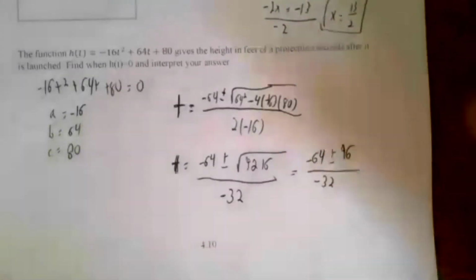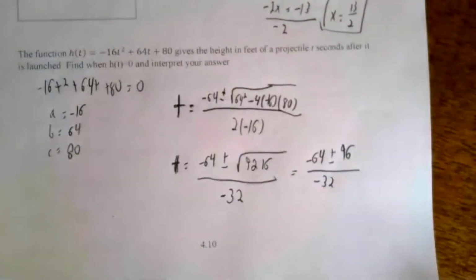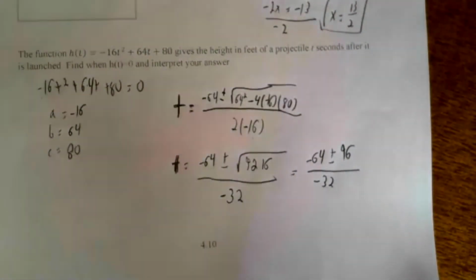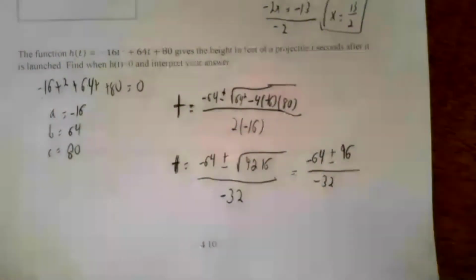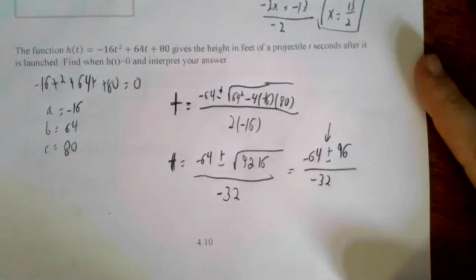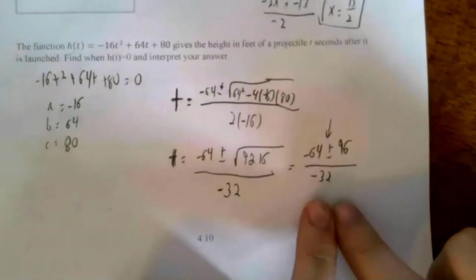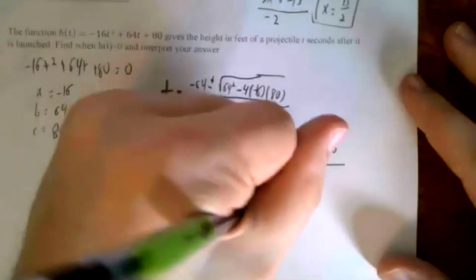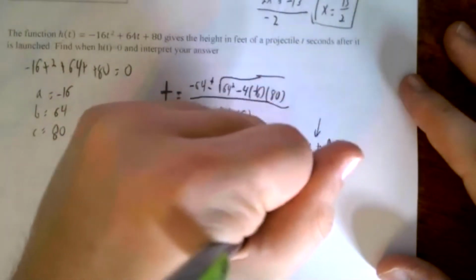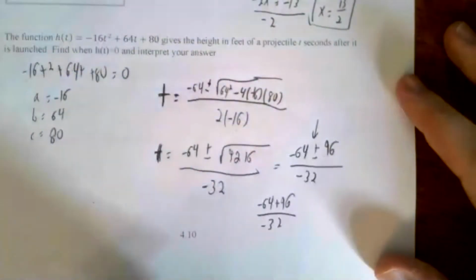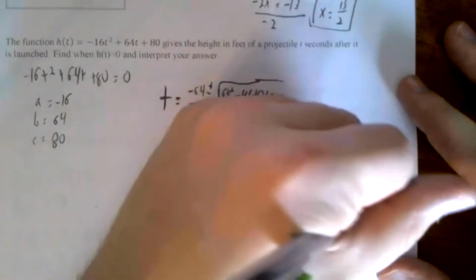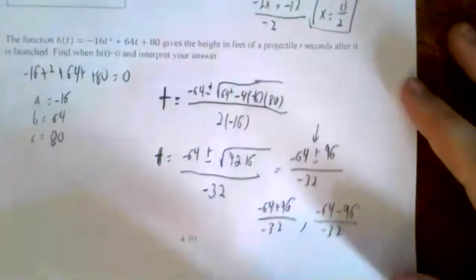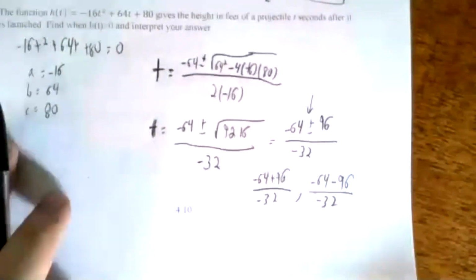Okay. And then what can I do next? Does anybody have any ideas? So the only thing that's really left with this is this plus or minus sign, right? So what I'm going to do is split this up into two different things. So I have negative 64 plus 96 over negative 32. And then another answer that I have is going to be negative 64 minus 96 over negative 32. Right? So I'm just splitting up that plus or minus sign.